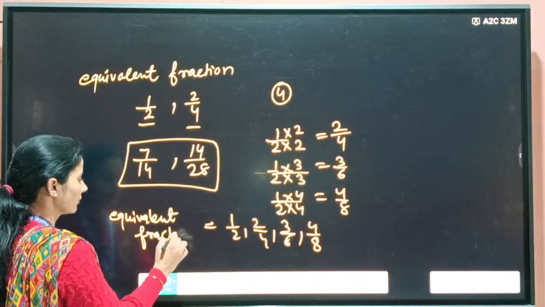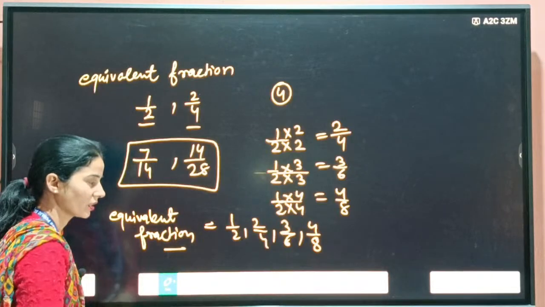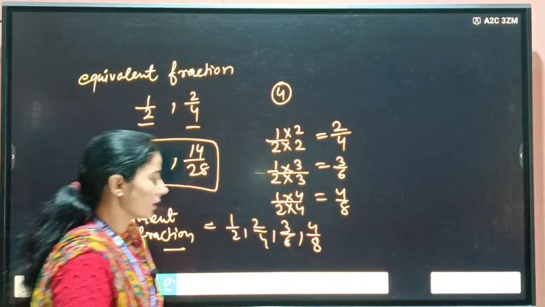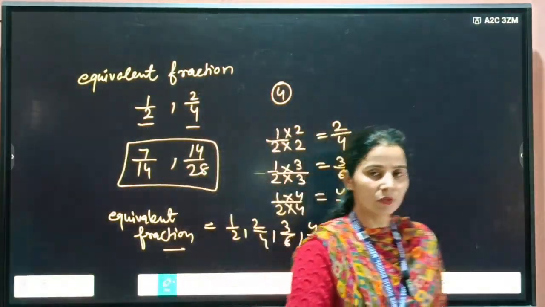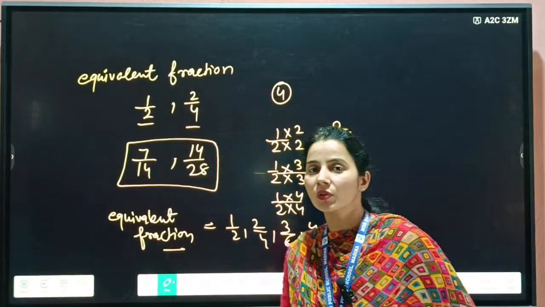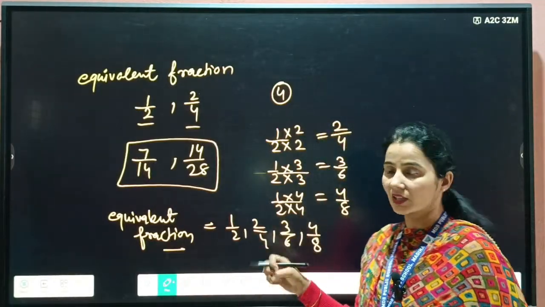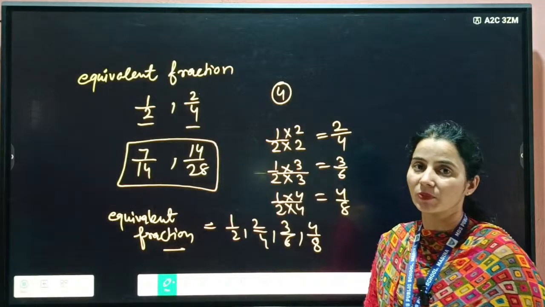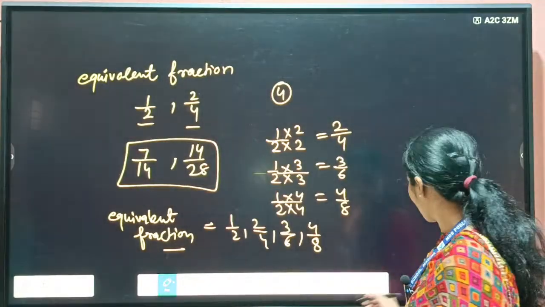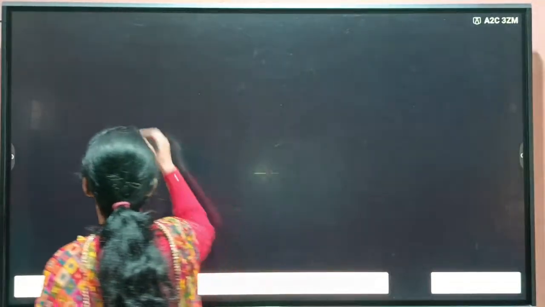Equivalent fraction. Now in this chapter, we are going to find out how we can add these fractions, how we can subtract these fractions, how we can multiply these fractions. Now, let us see about decimal numbers.